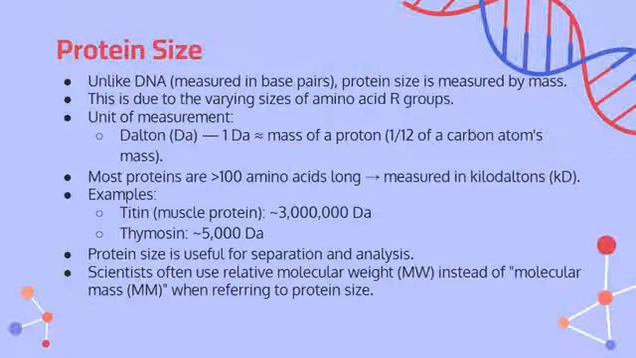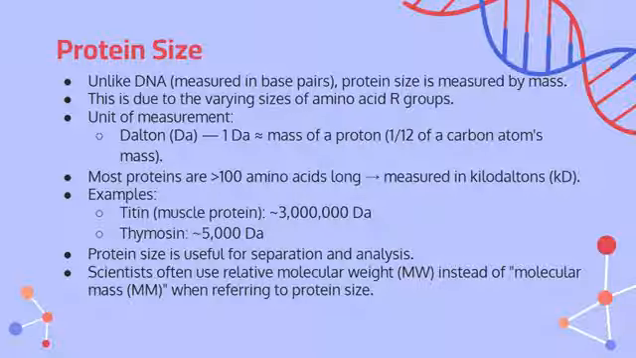So, first, we're going to talk about protein size. Unlike DNA, which is measured by base pairs, protein size is measured by mass. This is due to the varying size of amino acid R groups. The unit of measurement that we use to measure proteins is called a Dalton. A Dalton is approximately the mass of a proton, 1/12 of a carbon atom's mass.